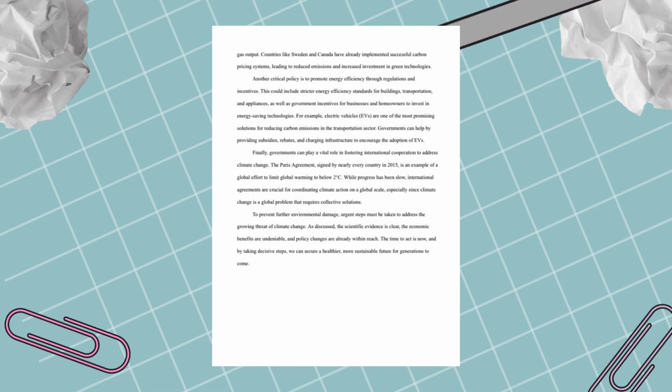Another critical policy is to promote energy efficiency through regulations and incentives. This could include stricter energy efficiency standards for buildings, transportation, and appliances, as well as government incentives for businesses and homeowners to invest in energy-saving technologies. For example, electric vehicles are one of the most promising solutions for reducing carbon emissions in the transportation sector. Governments can help by providing subsidies, rebates, and charging infrastructure to encourage the adoption of electric vehicles.